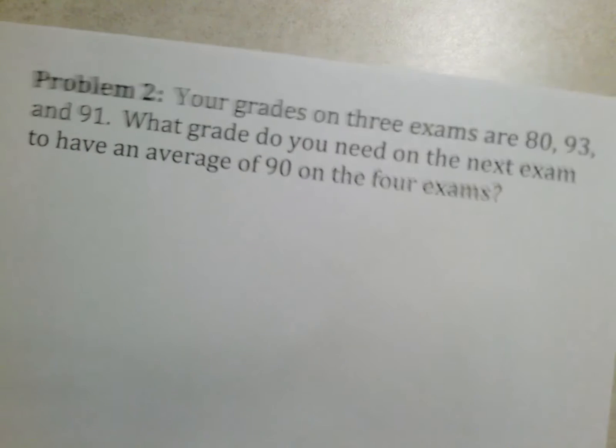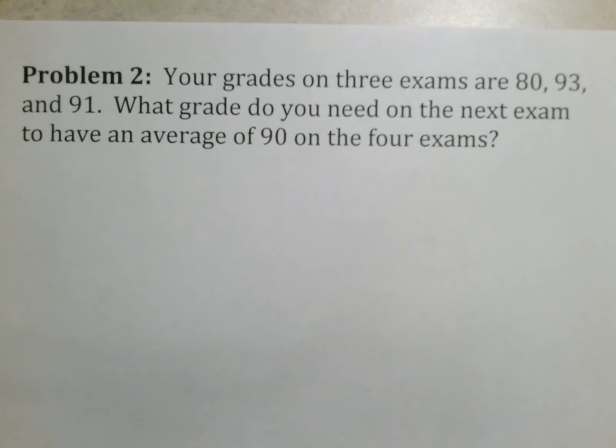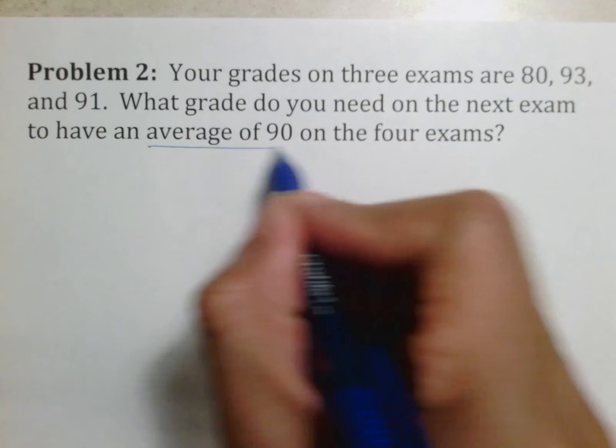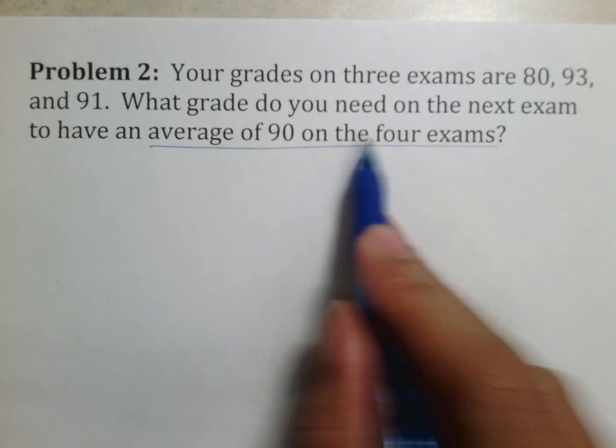So looking at what's going to happen and where you have to use that, it's on a question like this where they want to know how to meet an average. So it says your grades on 3 exams are 80, 93, and 91. What grade do you need on the next exam to have an average of 90 on 4 exams? And this is really what I want to see. I want an average of 90 on 4 exams.